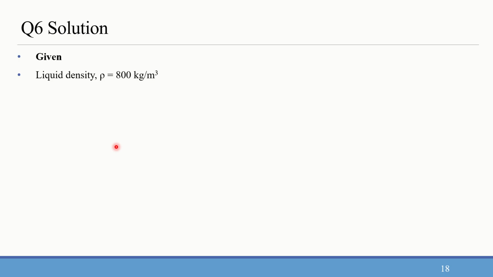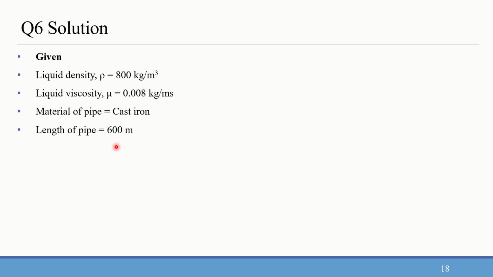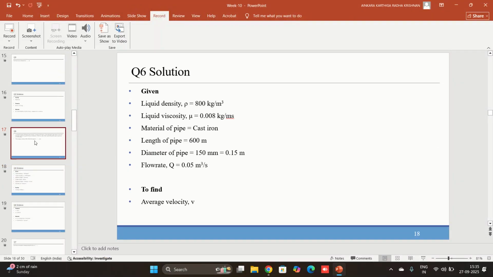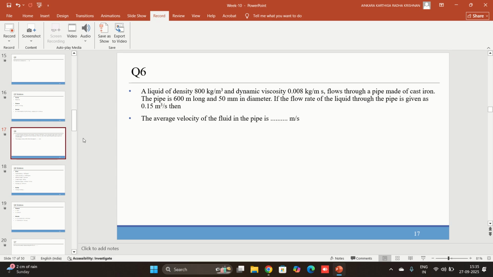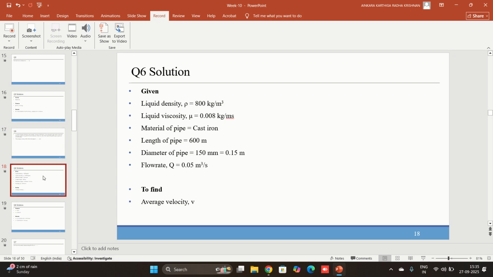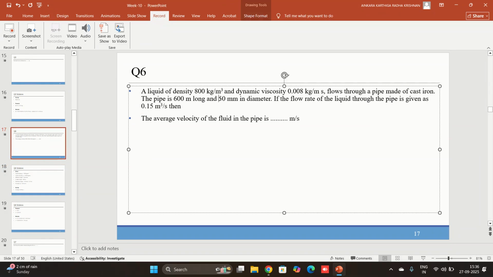So liquid density is 800 kg per meter cube, liquid viscosity is 0.008 kg per meter second, the material of the pipe is cast iron, and the length of the pipe is 600 meters. The diameter of the pipe is 150 mm, or 0.15 meter, and the flow rate is 0.05 meter cube per second. Okay, just a minute, I'll change a few things in the question. It is okay, 150 mm. I changed it.